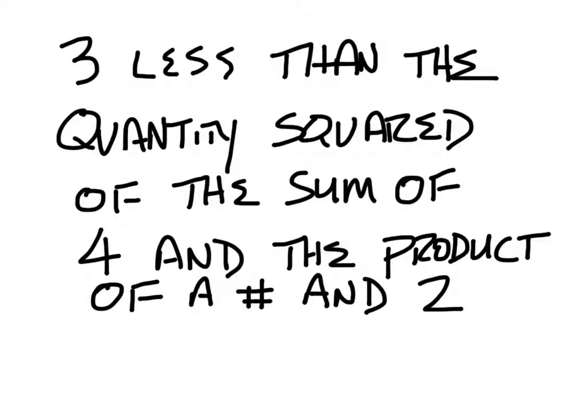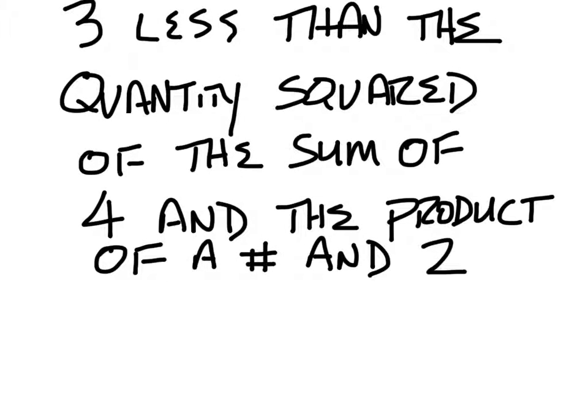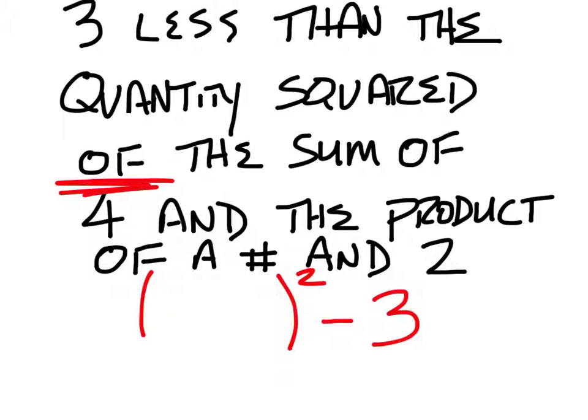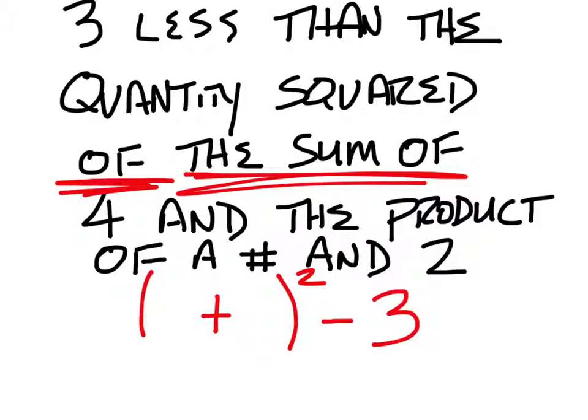3 less than the quantity squared of the sum of 4 and the product of a number and 12. So 3 less than, how do I put that down? That's right. So 3 less than the quantity squared. So I write parentheses and then a square. The quantity squared of indicates what's going to be in there. Inside the parentheses we have the sum of this.